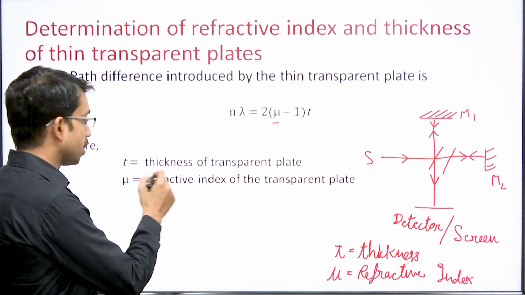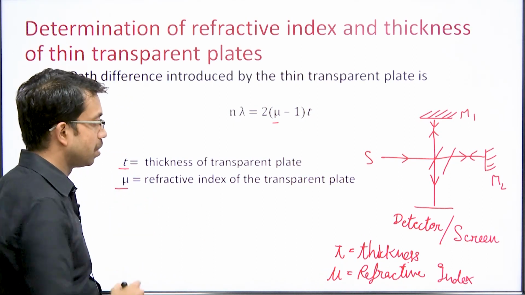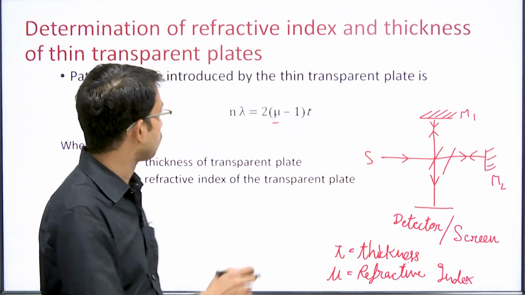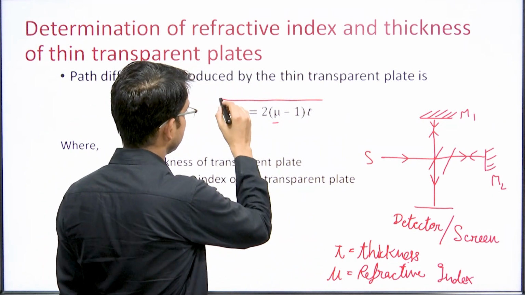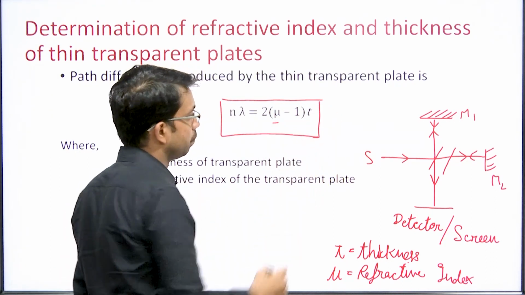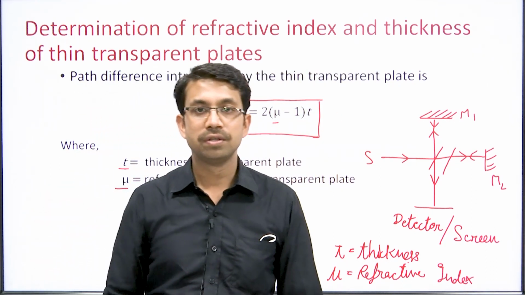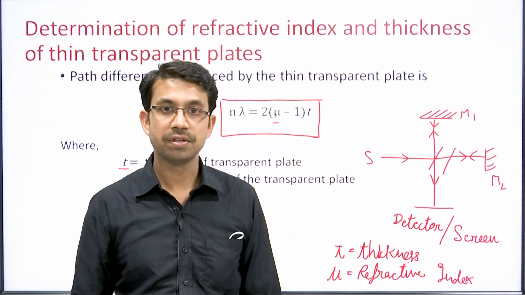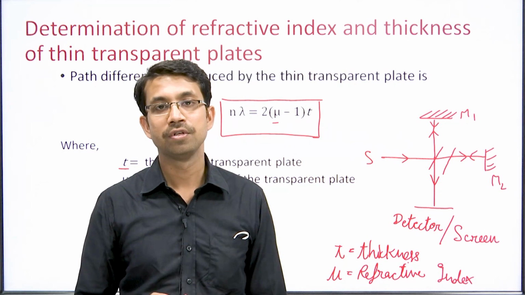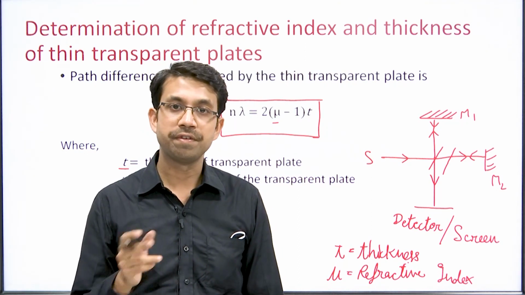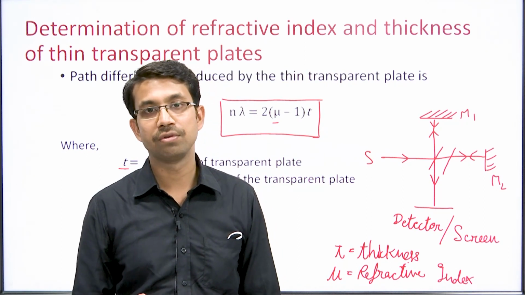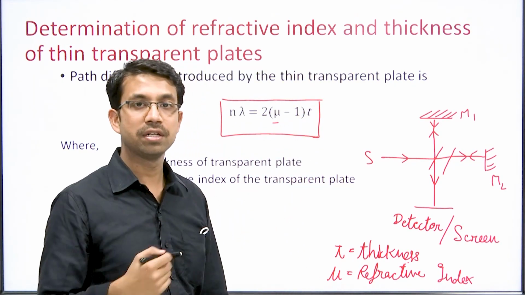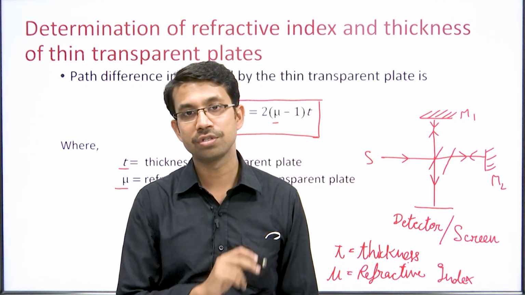where t is the thickness of the transparent plate and mu is the refractive index of the transparent plate. Using this formula we can calculate the unknown refractive index of a thin transparent plate if the thickness is known, and if the thickness is unknown and the refractive index is known, then we can find the thickness. So, one quantity we must know, either mu or t, and the other we can find very easily using this formula.